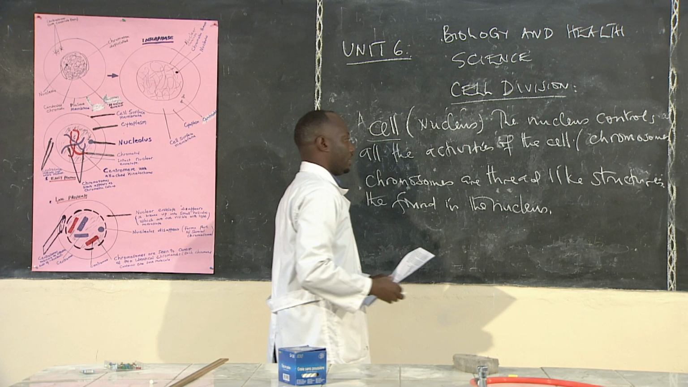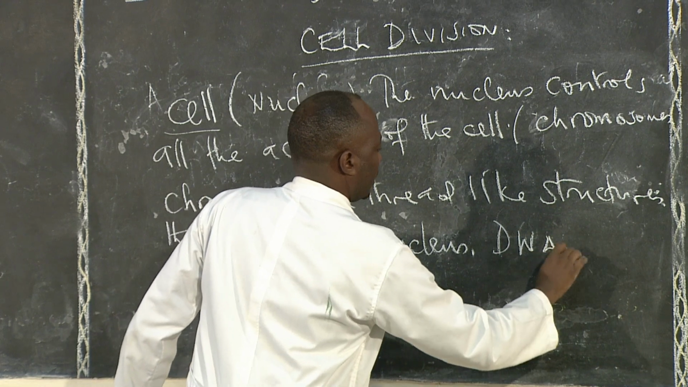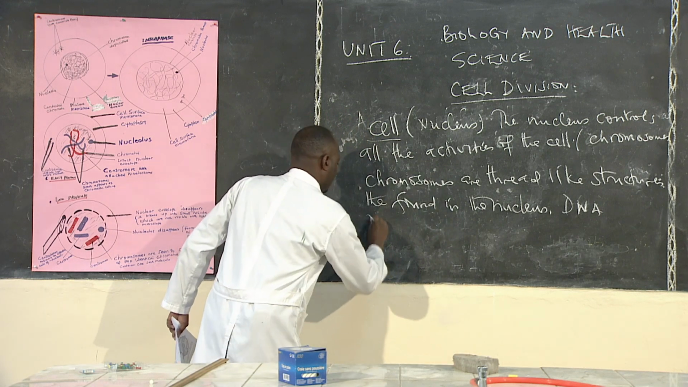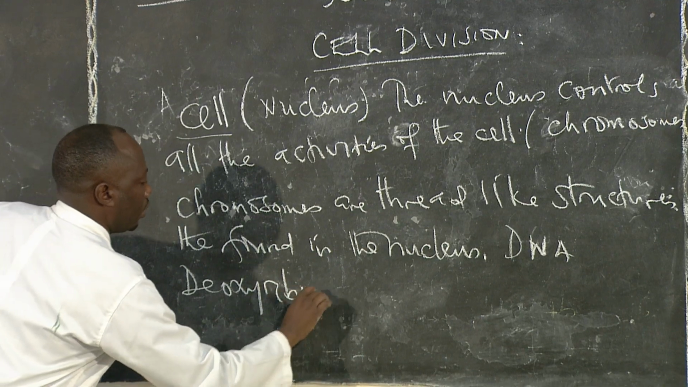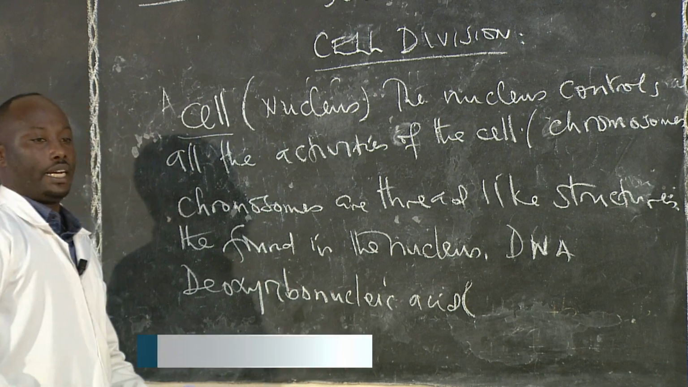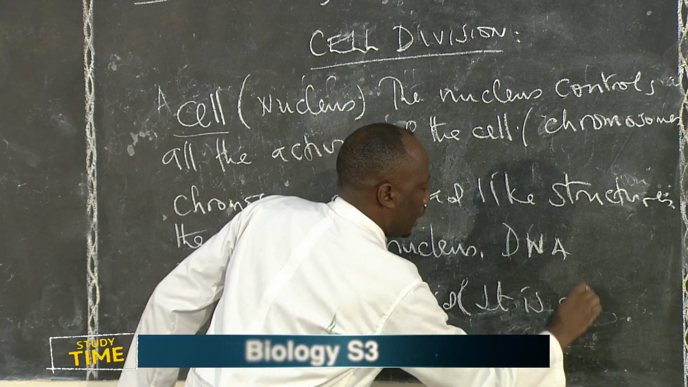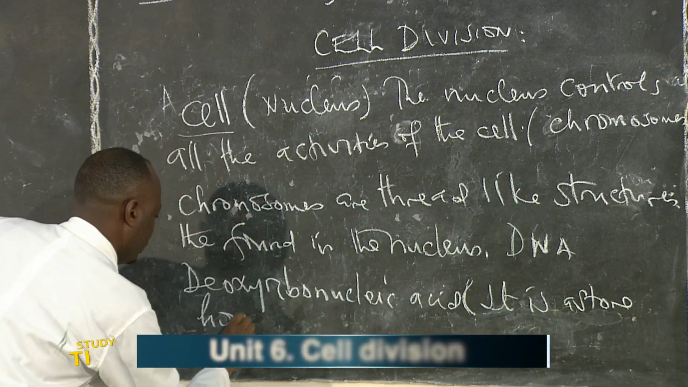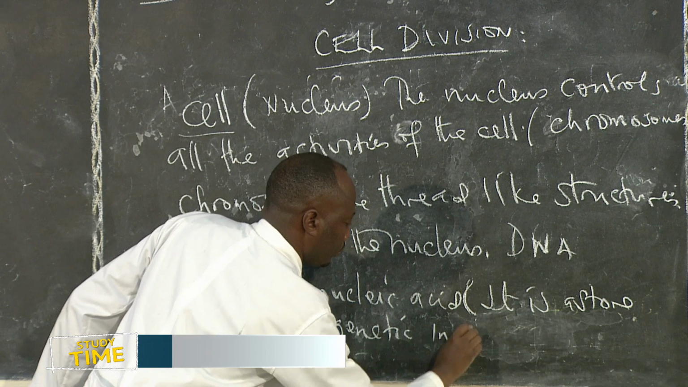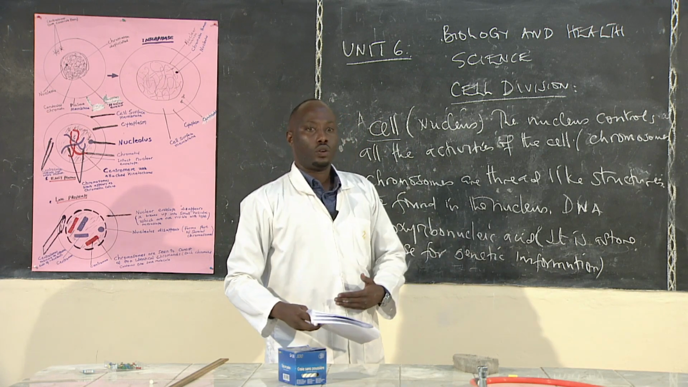We can also say that the chromosomes contain what you call DNA. If I say DNA, everybody knows what DNA is. What do you understand by DNA? It is referred to as deoxyribonucleic acid. One of the functions of DNA is that it is a storehouse for genetic information.